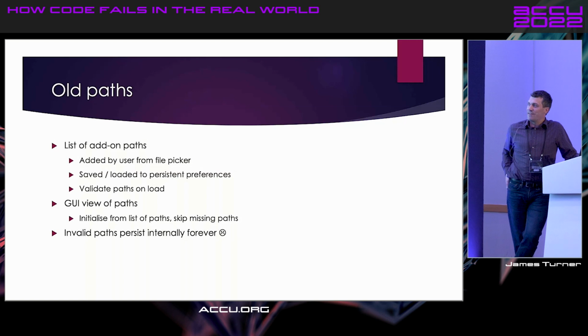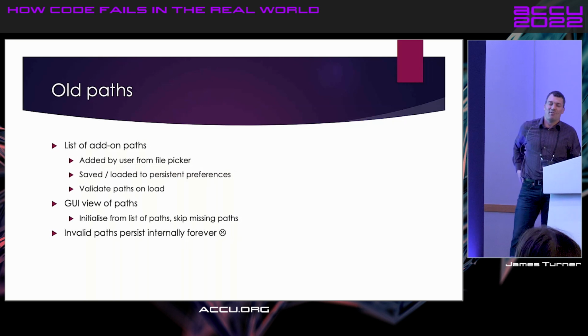And I thought I was being very clever. We initialize from the list of paths, and we skip ones which are missing on the system. It turns out this means we persist invalid paths forever internally, because of course, when they become invalid, this is basically people doing a path to a folder, then renaming it, or an external drive like a NAS, and unplugging it, and all those combinations.